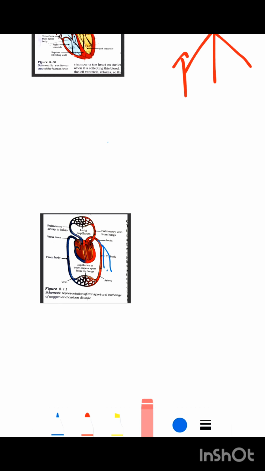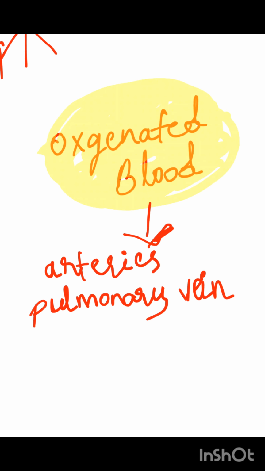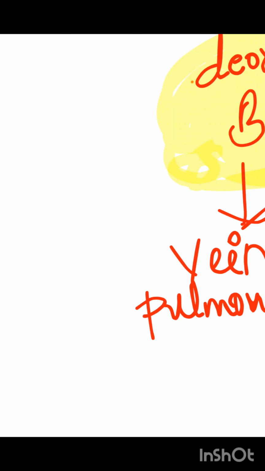And here is one thing I have to say. See, my dear students, oxygenated blood is carried in arteries, that is towards the body, and it is also carried in the pulmonary vein. Here don't get confused: arteries and the pulmonary vein. In the pulmonary vein, the oxygenated blood which has been formed in the lungs is carried towards the heart. We will see this pulmonary vein.